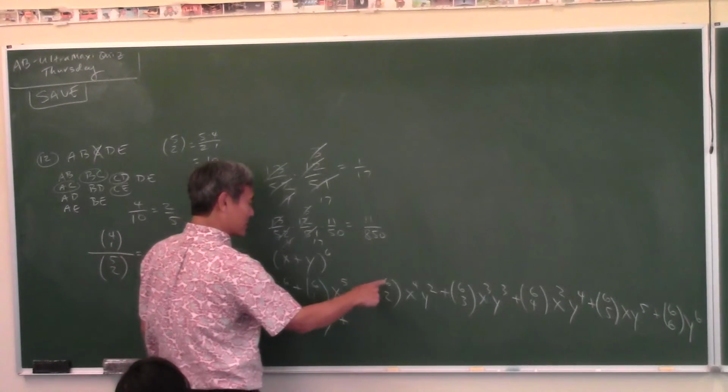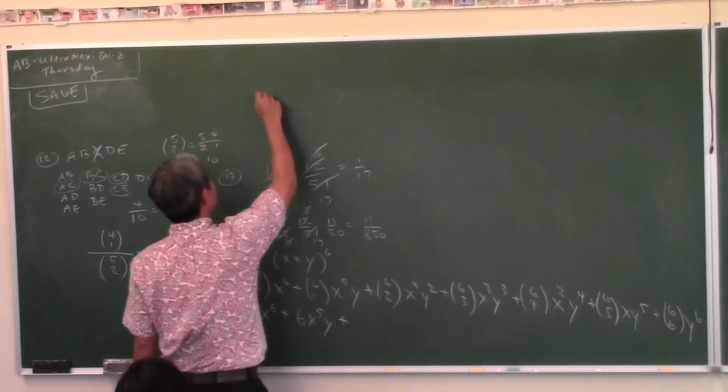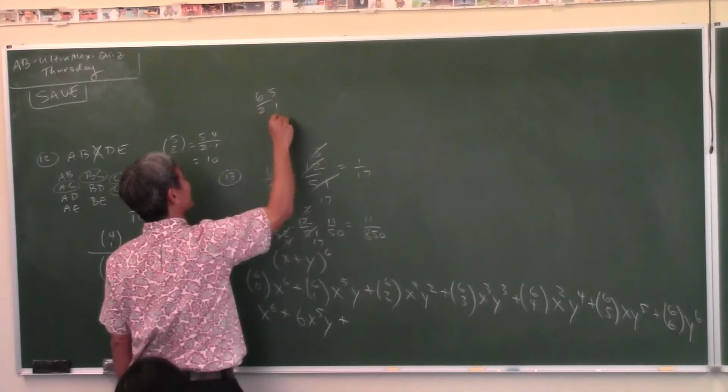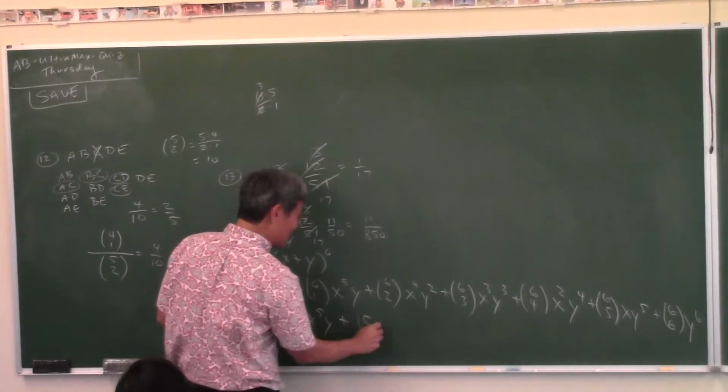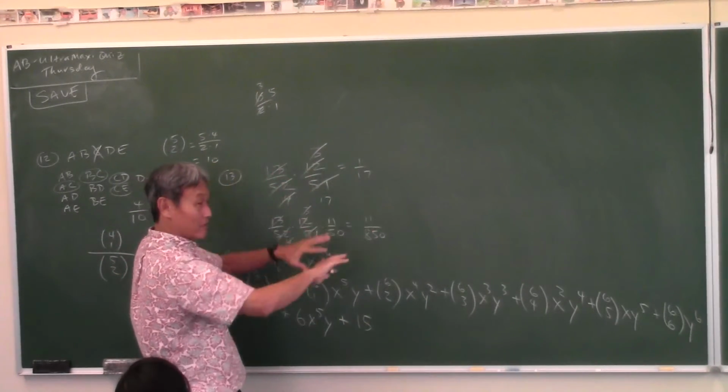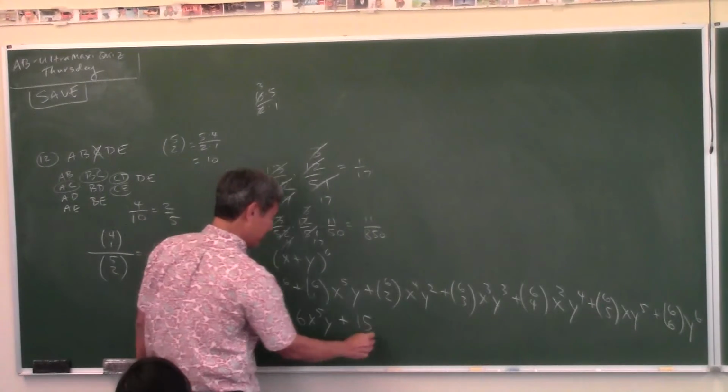Okay, now we got to compute 6 choose 2. But that's easy. That's just 6 times 5 over 2 times 1. 2 goes into 6 3 times? 15. Now it's up to you. If you'd rather make Pascal's triangle, you're going to get the same numbers anyway.